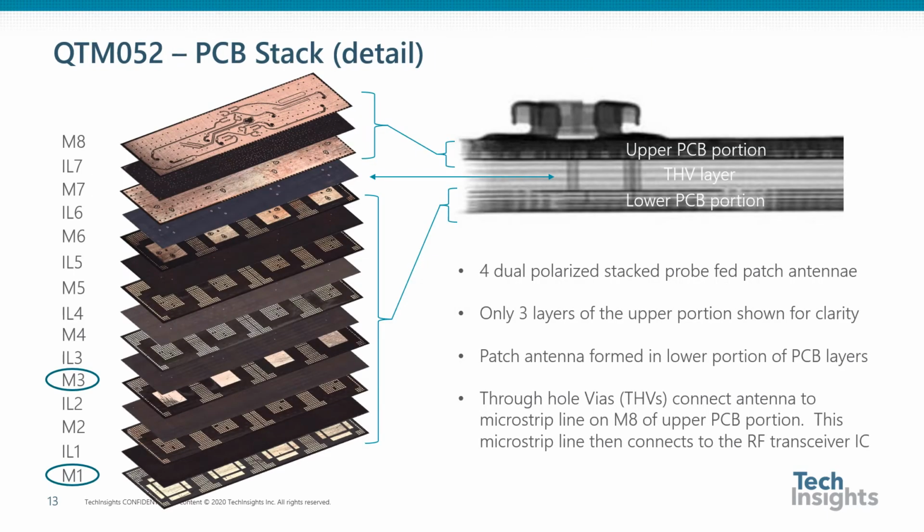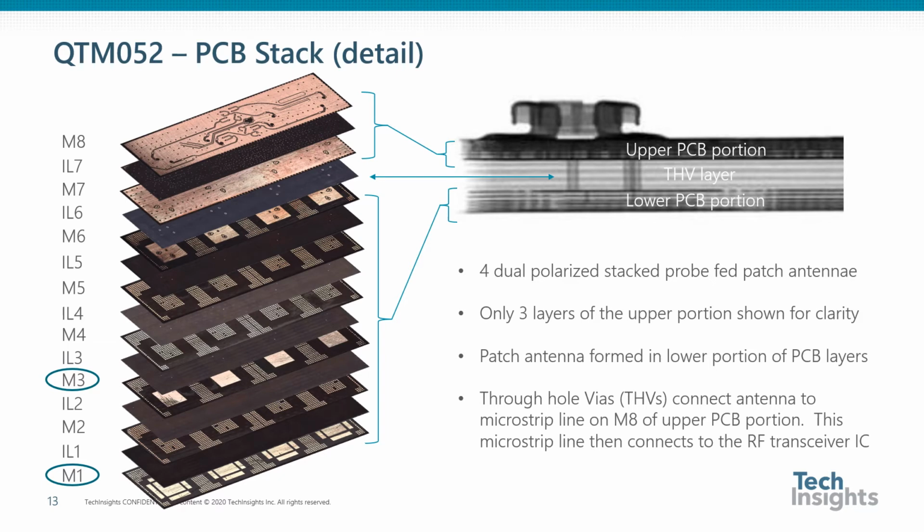Now we start the reverse engineering process on the module PCB to gain a better understanding of the antenna structure and how the antennas connect to the RF die within the module. The images here show the layer stack for the module PCB. The lower portion is made up of 6 metal layers, all of which are shown here. The upper portion contains a similar number of metal layers, but only 3 layers are shown here for clarity. The antenna structure is interesting. There appears to be 4 stacked dual-phase square post-fed patch antennas.